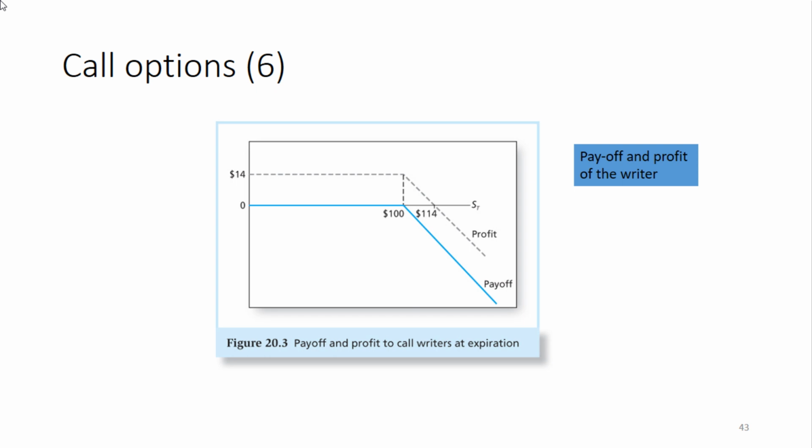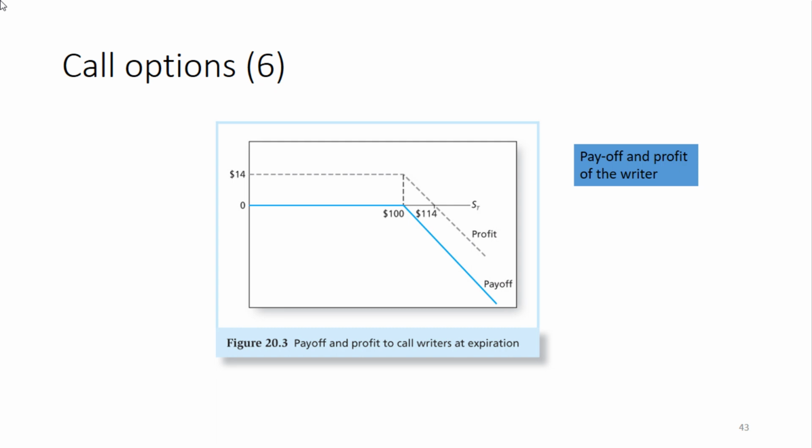Well, the writer of the option, or the seller of the option, has exactly the opposite position from the buyer of the option. So here you also see the payoff and profit diagrams. With the seller of the option, the writer of the option, at the original moment where the contract is entered into, he receives a premium.